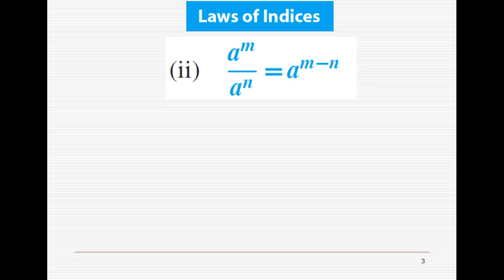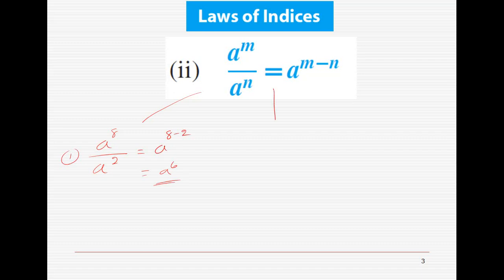So we can rewrite that as the application of the second law, a to the power m minus n. So in this case, m is the index of the numerator, n is the index of the denominator. So m minus n, right? For example, we can say a to the power 8 divided by a to the power 2. So we'll be getting a to the power 8 minus 2. Very simple, which is a to the power 6, right?